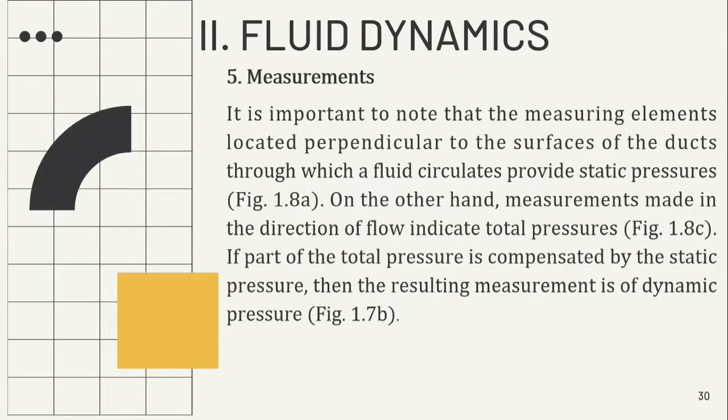Number 5. Measurements. It is important to note that measuring elements located perpendicular to the surface of the ducts through which a fluid circulates provide static pressure. On the other hand, measurements made in the direction of flow indicate total pressure. If part of the total pressure is compensated by the static pressure, then the resulting measure is of dynamic pressure.